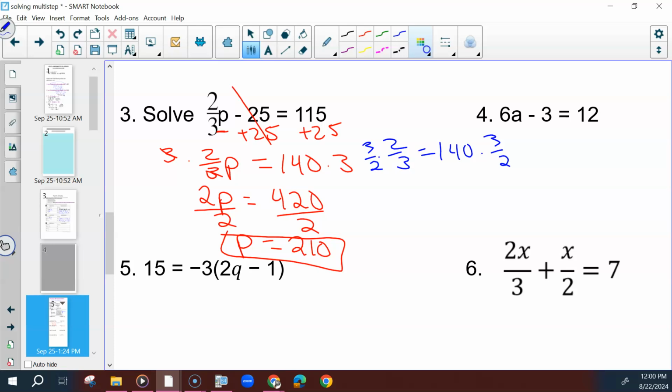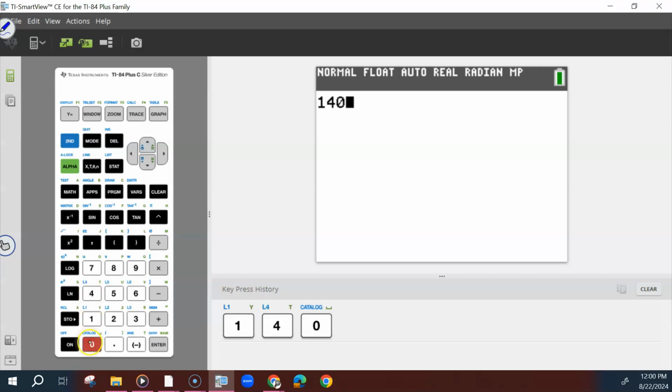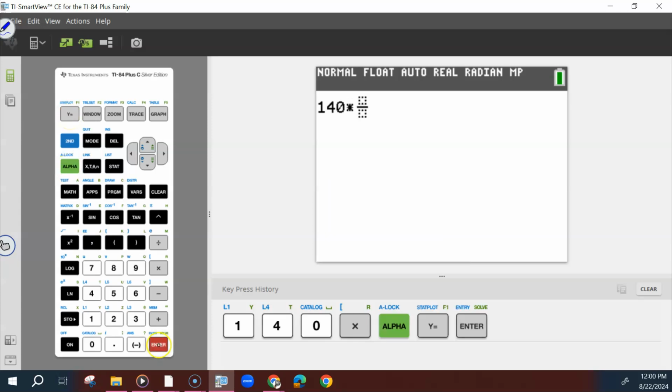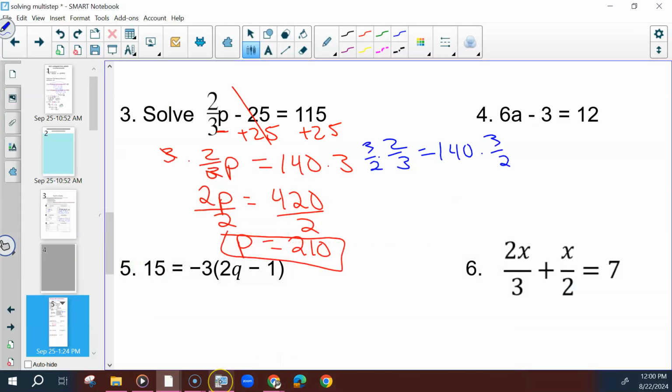And in your calculator, I could take 140 and multiply it by, we did this last class, alpha y equals, to get our fraction bar, and then put in that fraction. And we get the same answer. So it doesn't matter which way you do it, whichever one you like better, do it that way.